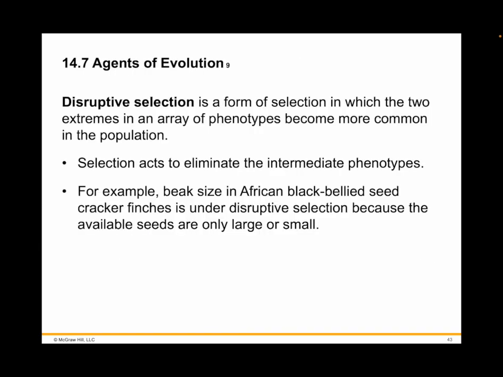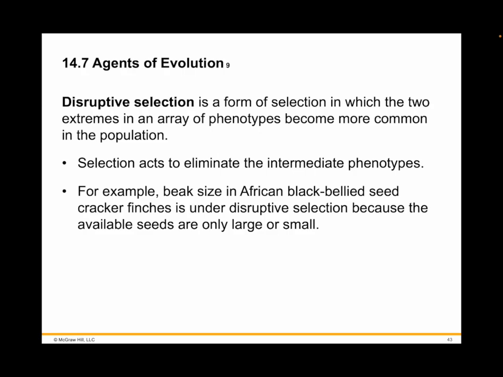Disruptive selection. In some situations, selection acts to eliminate the intermediate type, resulting in two or more extreme phenotypes becoming more common in the population. This type is called disruptive selection. A clear example is different beak sizes of the African black-bellied seedcracker finch. Populations of these birds contain individuals with large and small beaks, but very few individuals with intermediate-sized beaks. As their name implies, these birds feed on seeds, and the available seeds fall into two size categories: large and small.